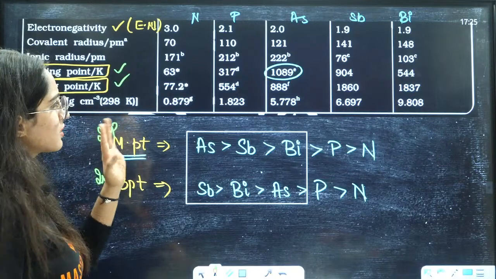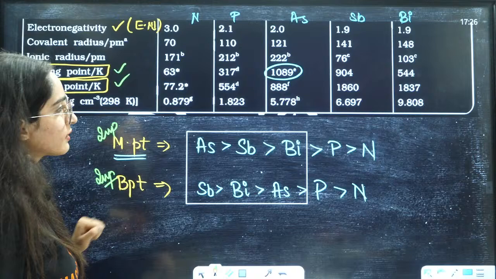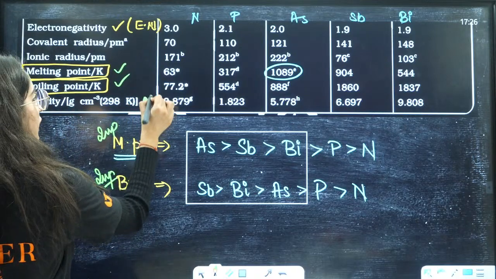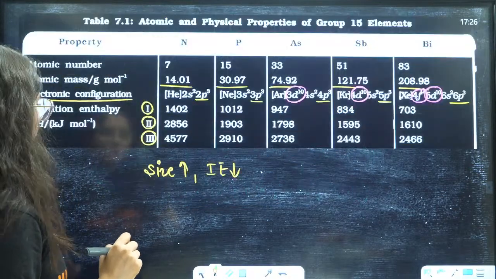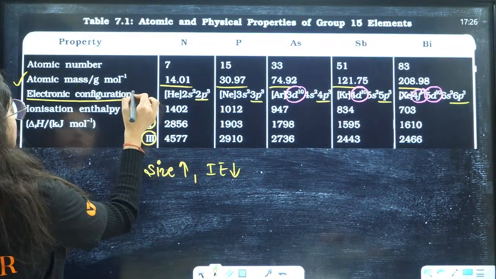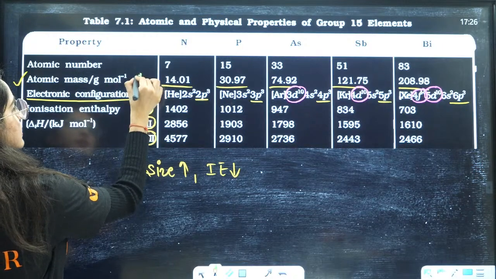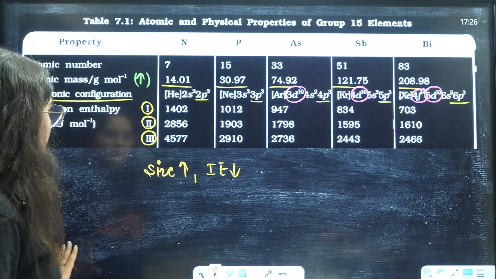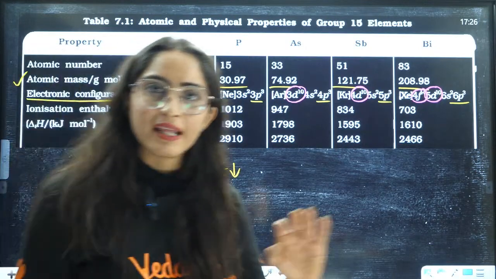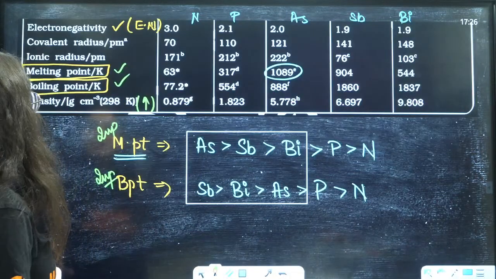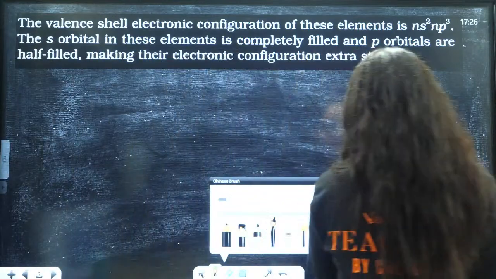Next, density, they will not ask you the density. Eventually, it is increasing only. You can say that down the group, it increases. Electronegativity decreases. If you talk about the size, it obviously increases, that is why mass also increases. Ionization enthalpy decreases. So everything is the same. It's just that the order of melting and boiling point is different. Now let us see the reason behind that.